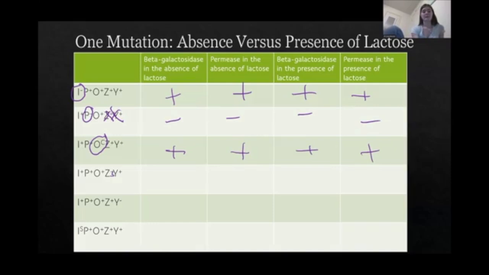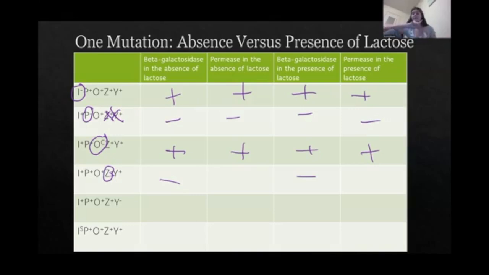In our next one, we have Z minus. That means that beta-galactosidase is always going to be made in a mutant form. So automatically, I'm just going to put this minus symbol to show that there's none of it. If it's always made in a mutant form, it doesn't matter if there's lactose or not, always mutant. So now we would look and see if we had anything else that was messed up. Since these are all one mutation, we don't.